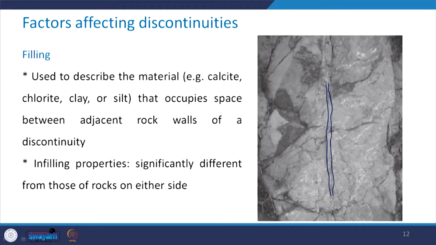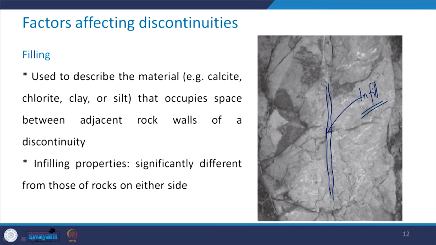As I mentioned, this filling can be anything, which can be clay, silt, calcite or chlorite. You can see in this figure this joint is filled with the material called infill.